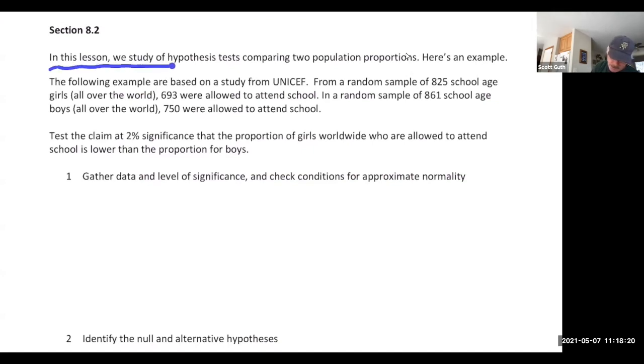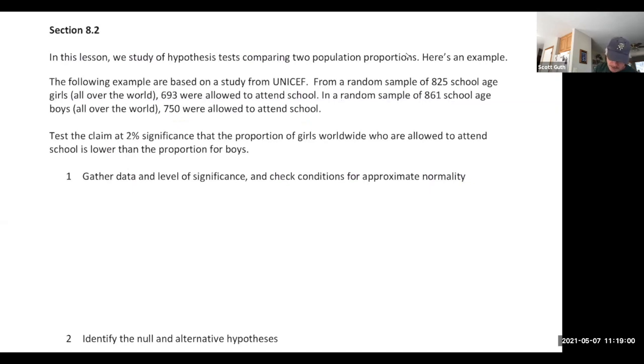It says, in this lesson, we studied a hypothesis test comparing two population proportions. Here's an example. The following example is based on a study from UNICEF, which is a United Nations organization that monitors the health and safety of children, I think. From a random sample of 825 school-age girls from all over the world, 693 are allowed to attend school. In a random sample of 861 school-aged boys, again, from all over the world, random selections, 750 are allowed to attend school.